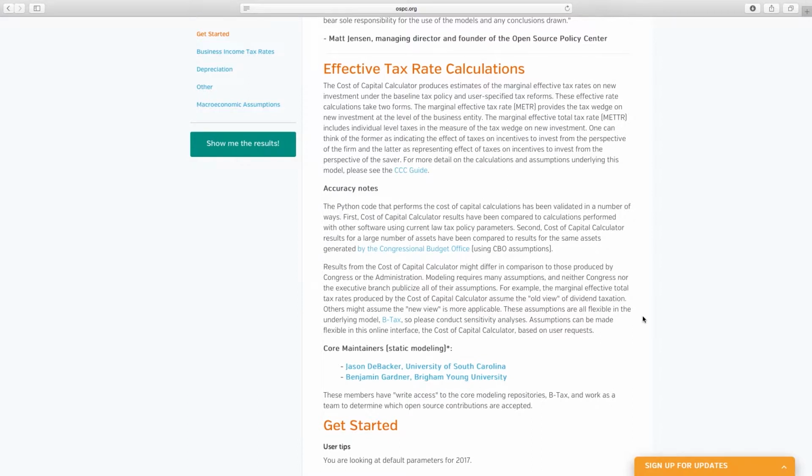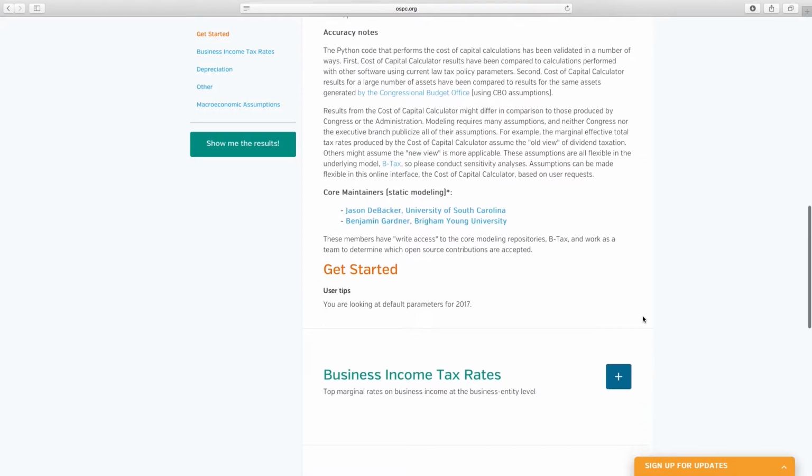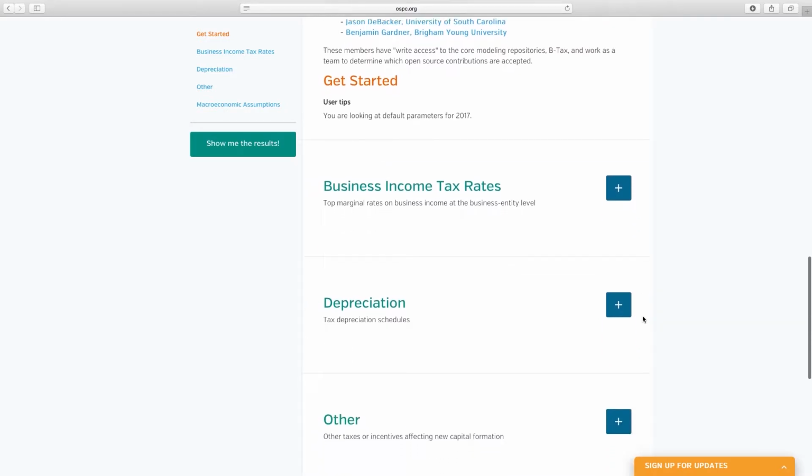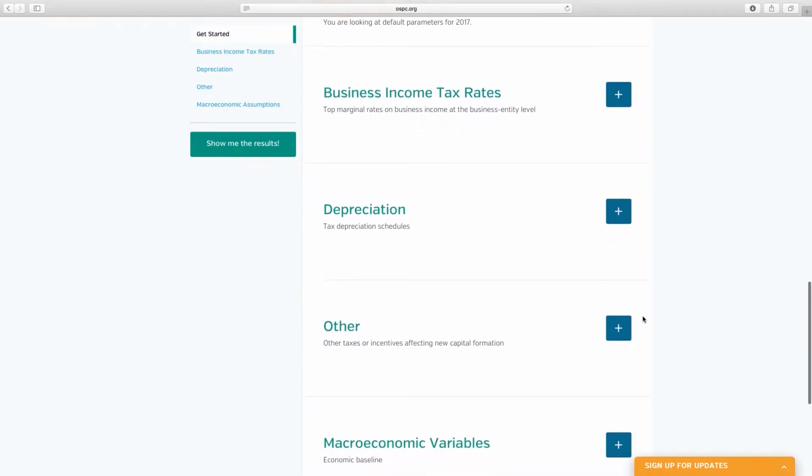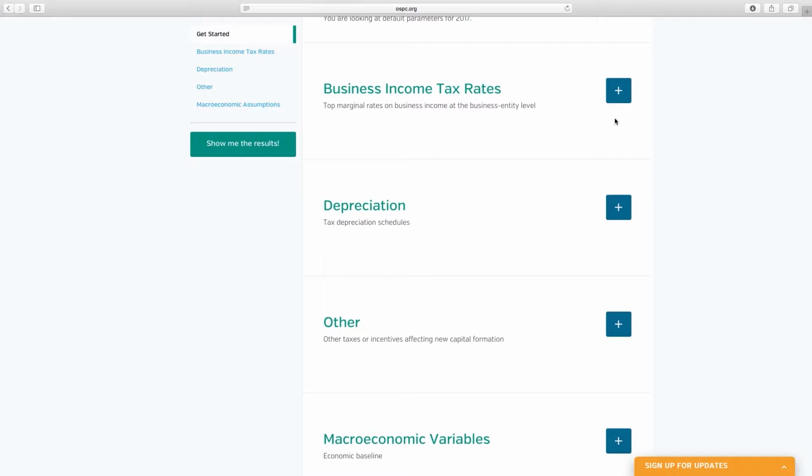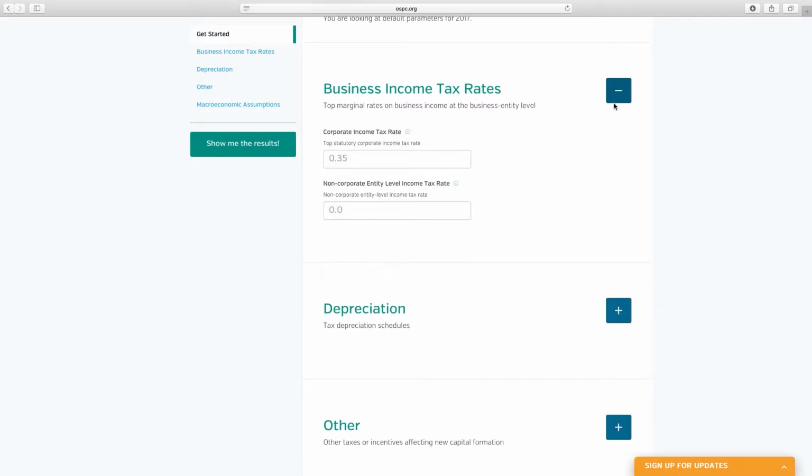Going down further, we're able to modify parameters of the tax system to evaluate a reform we're interested in. First, we're presented with business income tax rates. Here, we can modify the corporate income tax rate, set to a default of 35%, or apply a rate at the business entity level to non-corporate businesses, such as sole proprietorships, partnerships, or S corporations.